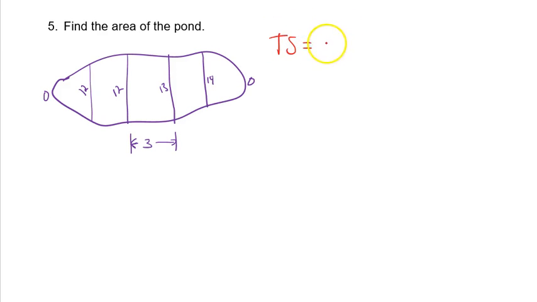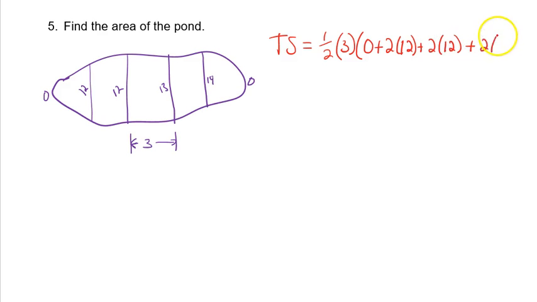So my trapezoid sum would be 1/2 my height, which in this case is the width of 3. Base 1, 2 base 2's, 2 of everything in the middle, and then the last base of 0. And if you plug that in your calculator, you're going to get 153. So again, I just wanted to throw this in because it is kind of with what we're doing, but it doesn't look like your standard problem.